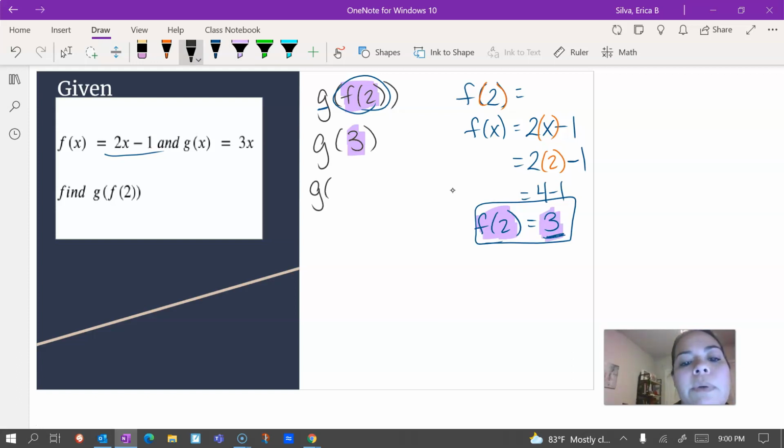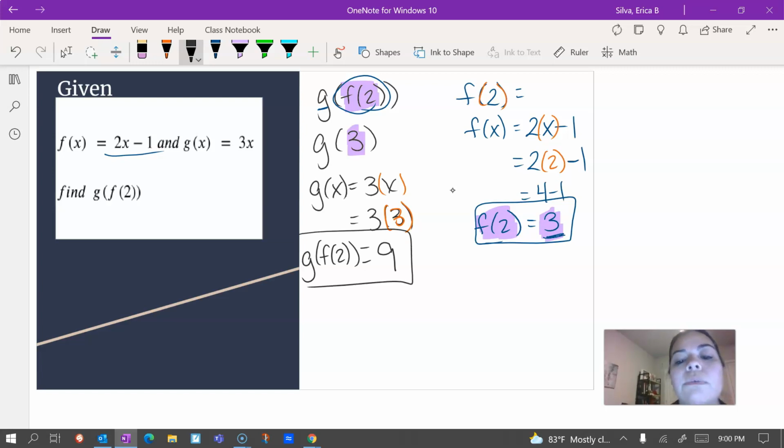So let's go ahead and write down g of x, which is 3x. And then we've got 3, and wherever we see the x, we will plug in 3, and 3 times 3 is 9. So g of f of 2 is equal to 9.